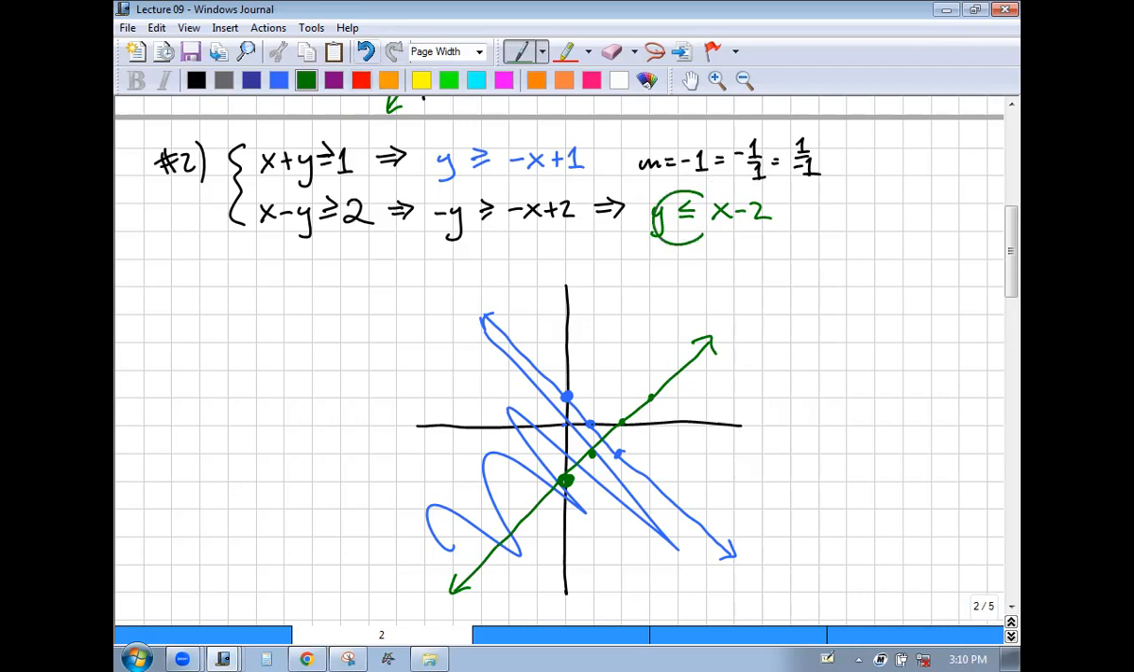And we want the y values less than that, so down there. And the place where they overlap is in there. There we go.